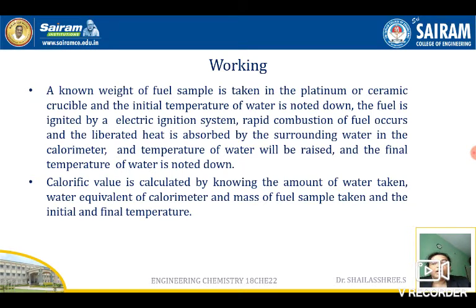Once when the combustion takes place, what will happen? The fuel will burn, and when the fuel is burning, we know very well it liberates heat, and the liberated heat is absorbed by the surrounding water. So the temperature of the water will be raised in the apparatus. And now the final temperature of the water is noted down. Clear, no? First, before igniting the fuel, the temperature of the water should be noted down. Then we have to place a known quantity of the fuel and it is ignited. Combustion takes place in presence of air or oxygen and it liberates heat. The liberated heat is absorbed by the surrounding water and the temperature of the water will be raised. Now measure the rise in temperature of water.